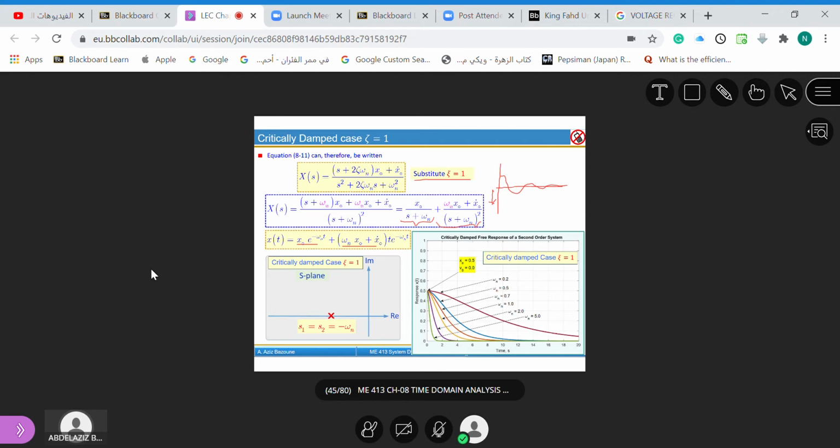Here we are taking the critically damped case, and we are changing the values of omega n, the natural frequency. Omega n is equal to 0.2, 0.5, 0.7, and so on. We are also fixing the initial conditions. We are taking x0 equal to 0.5, which means from here to here is 0.5, and the slope, which is our velocity, is equal to 0. This is the critically damped case when zeta is equal to 1.